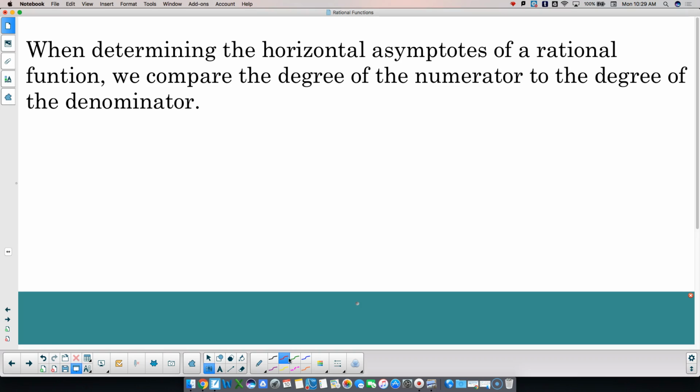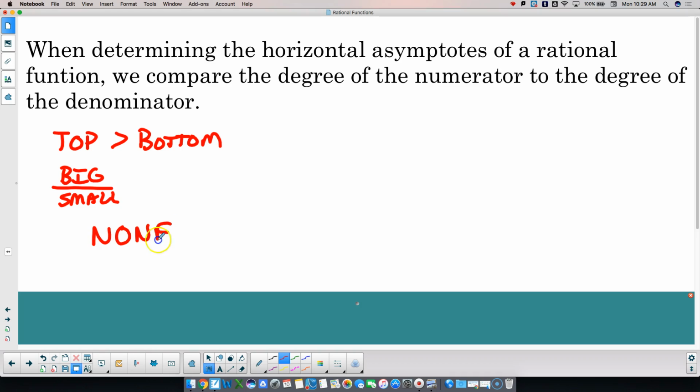Top is bigger. We also called that big over small, right? What's the horizontal asymptote there? None. Another option.